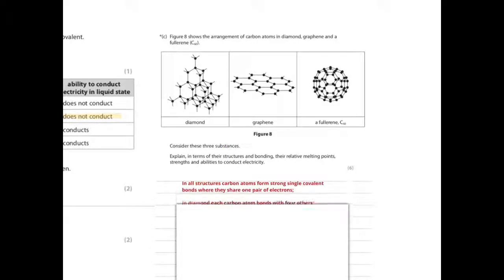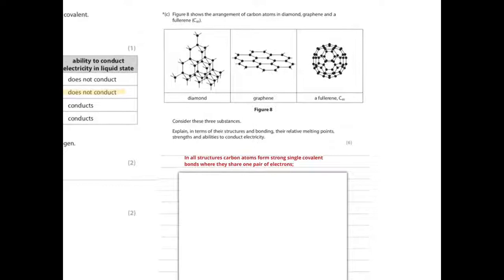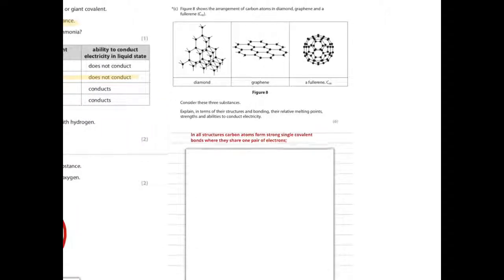So, firstly, I think it's important to note that in all structures, carbon atoms form strong single covalent bonds where they share 1 pair of electrons. That's just setting up the structure. Next, let's talk about diamond first. In diamond, each carbon atom bonds with 4 others to form a giant covalent structure.